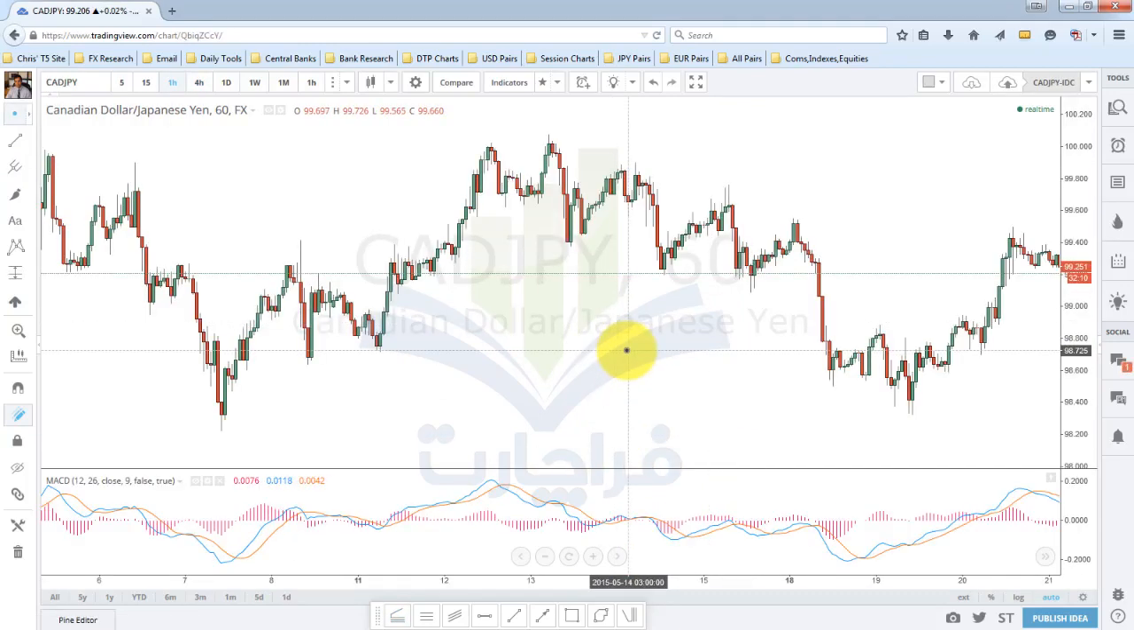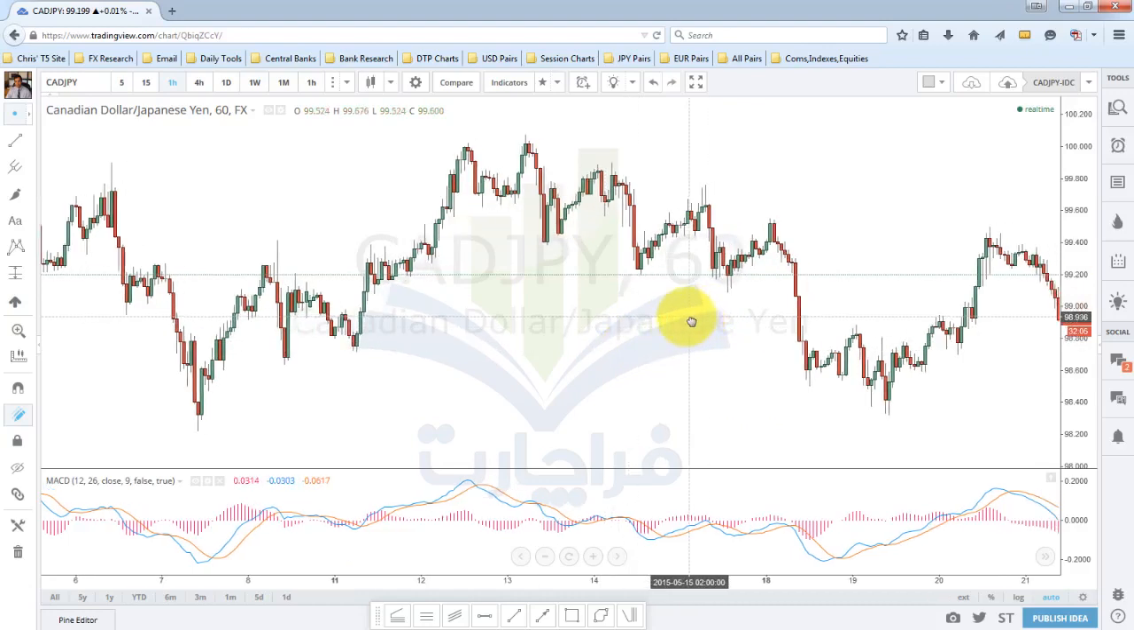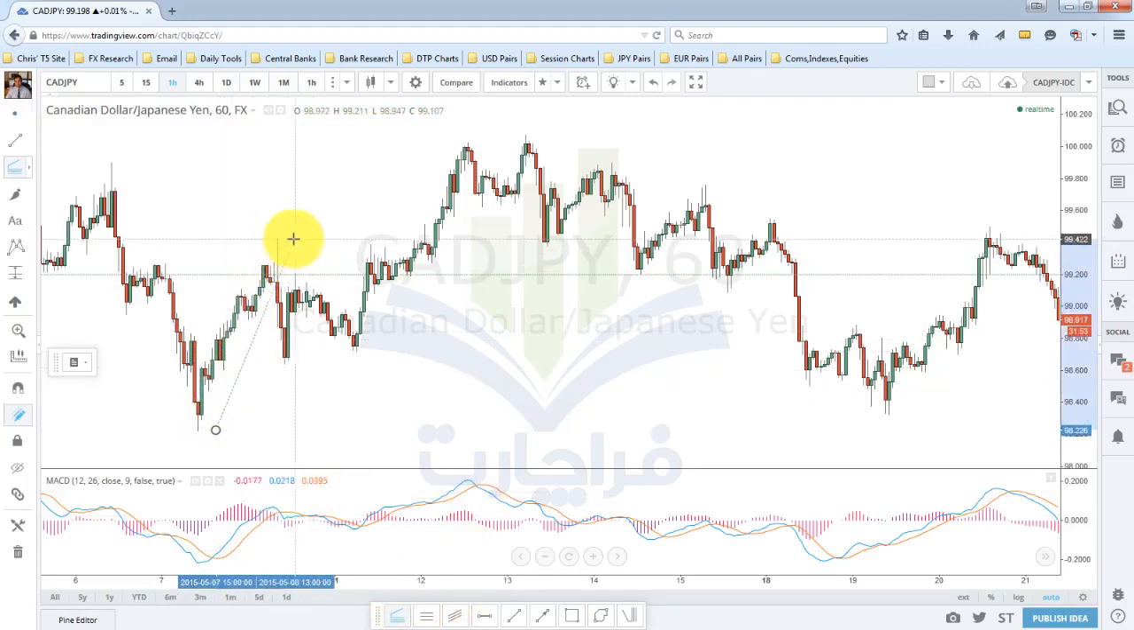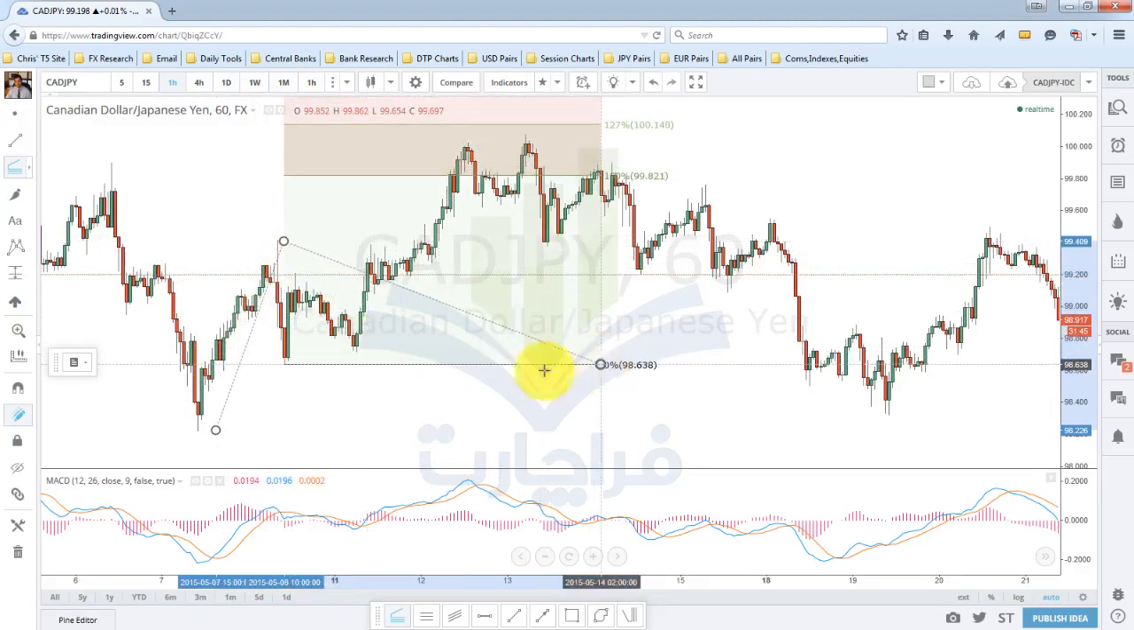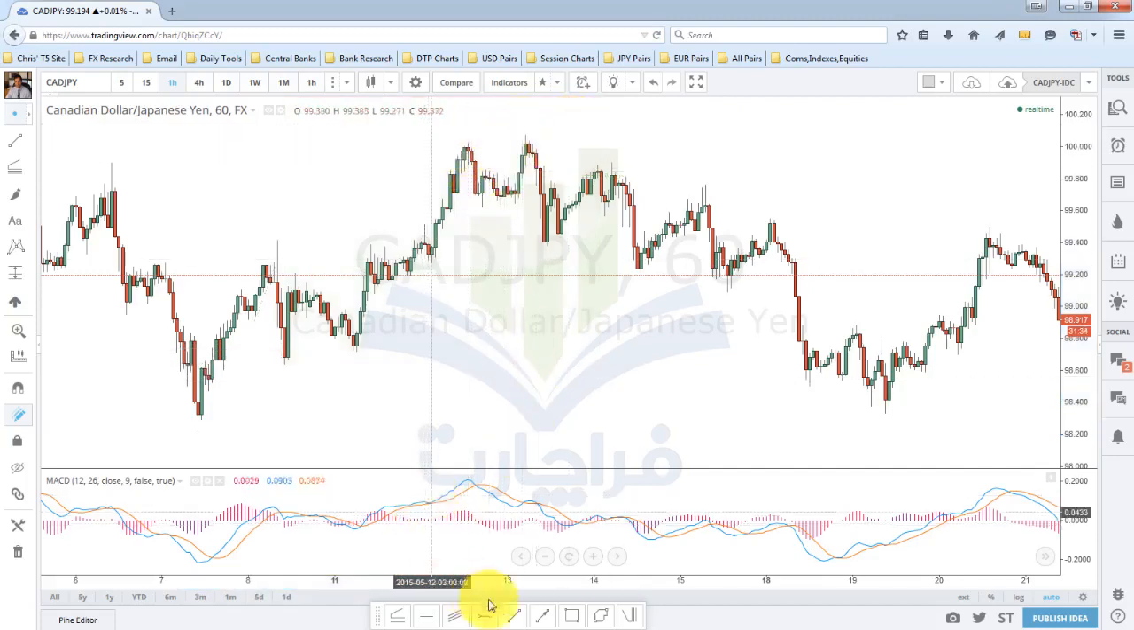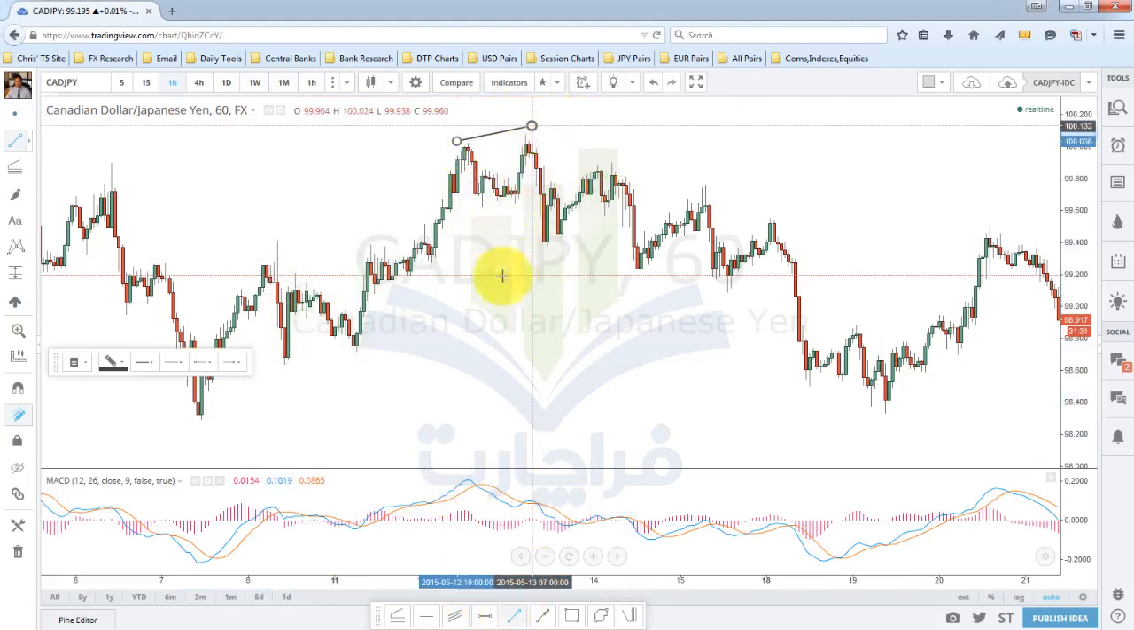Okay, now for our very objective divergent setup, we're going to use the extensions. The extensions that we talked about earlier are different than projections. Just to explain them again, the projections or expansions measure not only this initial leg and project it, they also measure back to the pullback here. So we would measure this high down to this low, and that projects this out to the equal legs 127. Whereas when we're trading our basic divergence setup, we use the extensions.